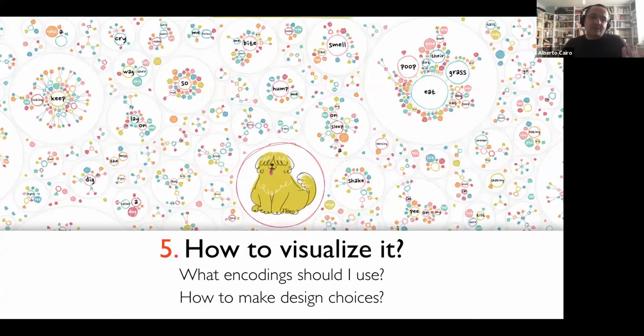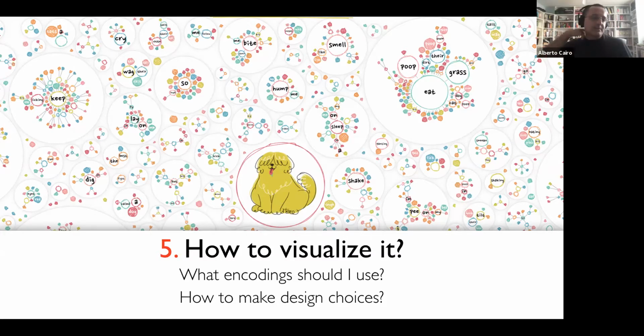Question number 5 is how to visualize it. So I'm going to move through this one really quickly, just because I guess that most of you do visualization for a living. So this has to do with choices about, for example, encodings, right? Should I use a bar graph, a line chart, height, length, position, color, etc.?